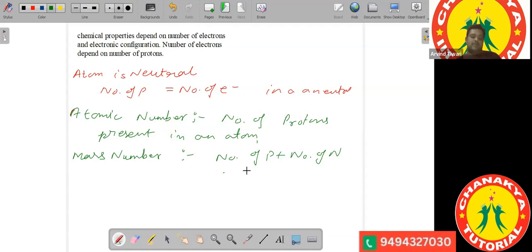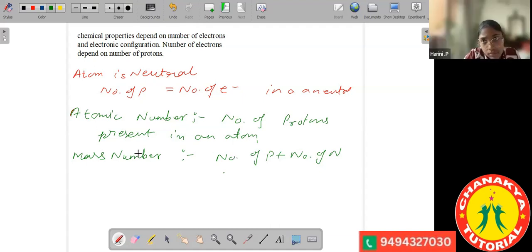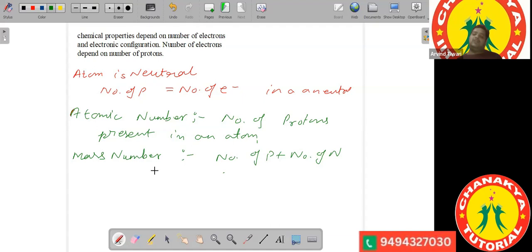See, first of all, the mass number is calculated using practical methods. Practical methods means the mass of the atom is measured, since the electron is almost massless, the electron does not have a mass. So the mass of the atom is measured in the laboratory. And from the mass of the atom, we can compute the atomic mass and the mass numbers.